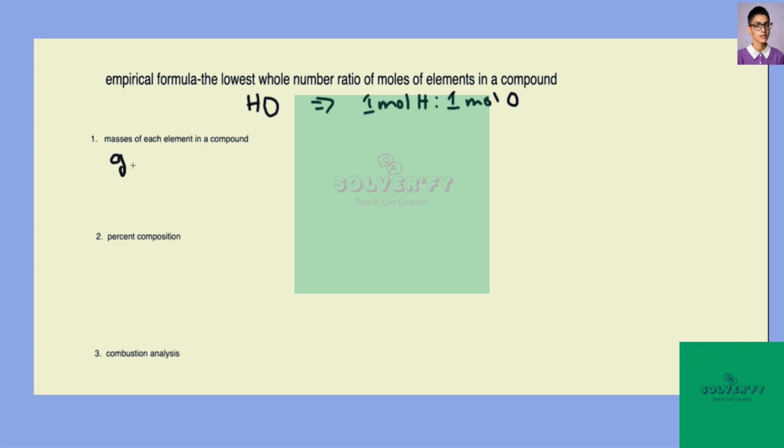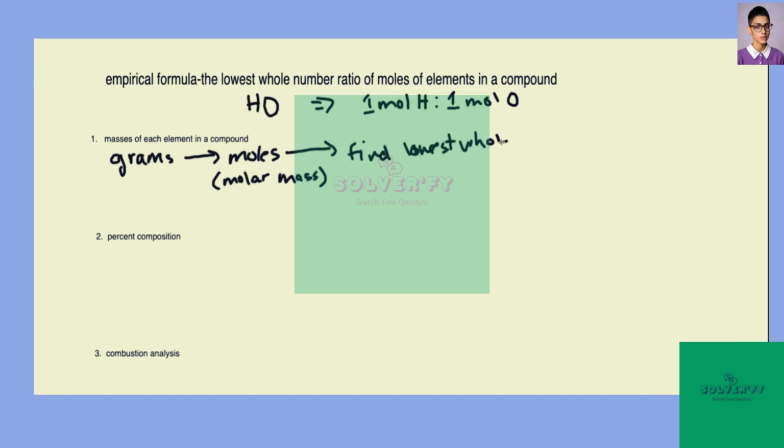So to find the empirical formula, take the grams of each element, change them to moles using molar mass, and then find the lowest whole number ratio of the moles, and write this as your empirical formula.